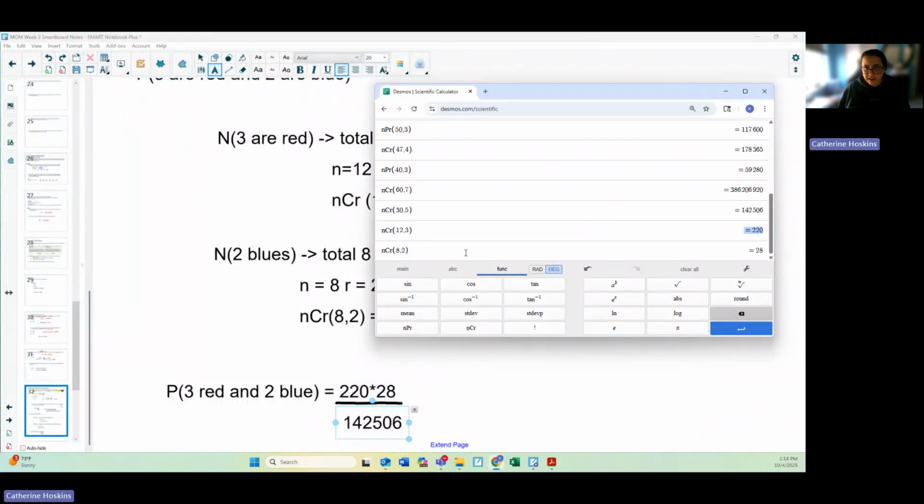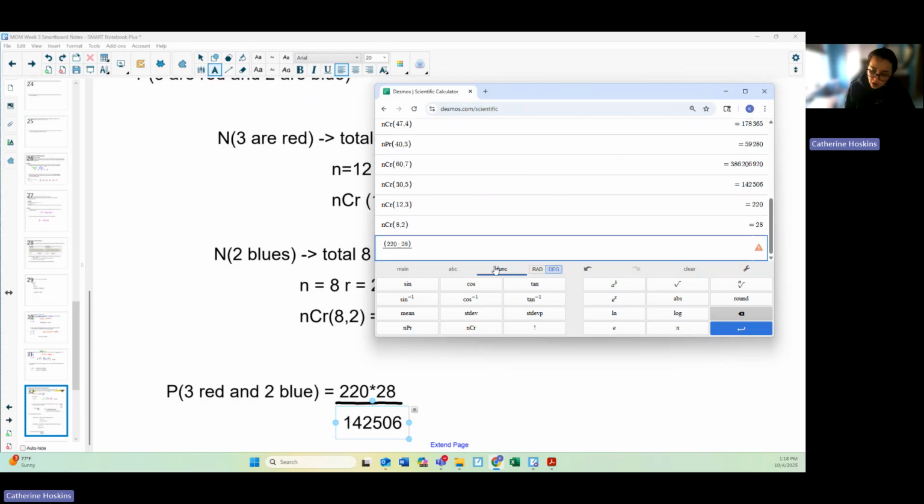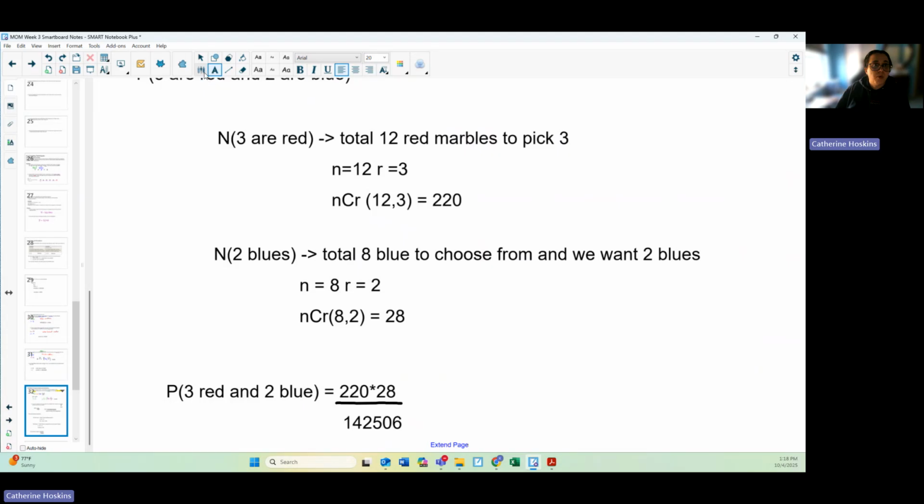I'm now going to use Desmos. I'm going to say in Desmos, parentheses, 220 times 28, close that parentheses, divided by 142,506. I get a probability of getting 3 red marbles and 2 blue, if order does not matter, out of my bag of 30 marbles of 0.0432.